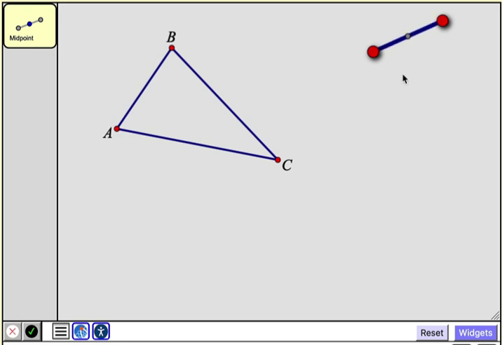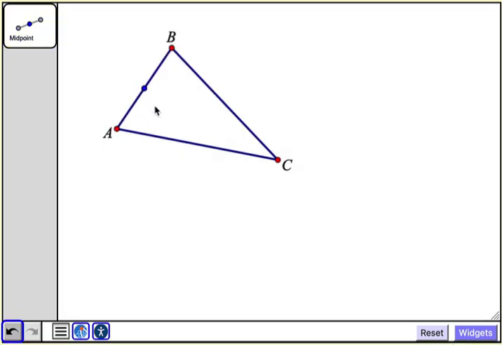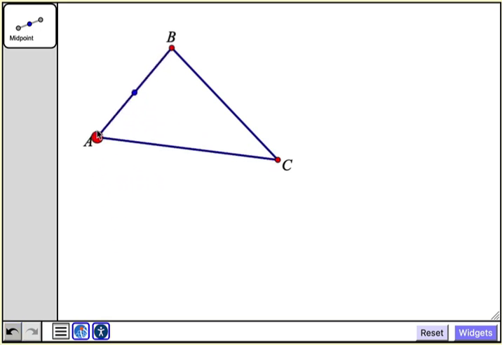The segment is glowing. Tap or drag to place it. I'll attach it to side AB of my triangle by tapping AB. The tool is complete. I've constructed the midpoint of segment AB.